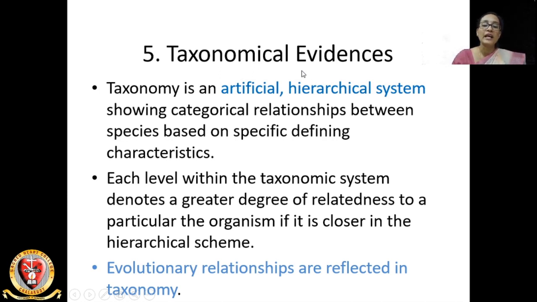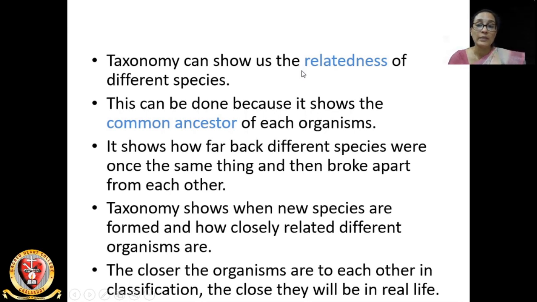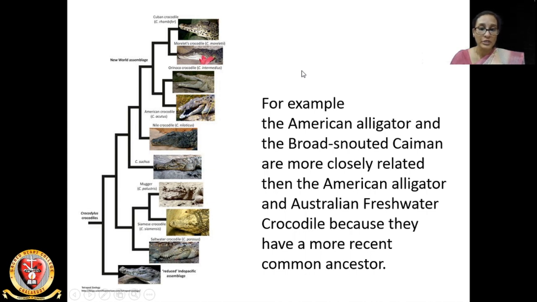Now, evolutionary relationships are reflected in taxonomy. Taxonomy also helps us to understand how closely different species are related. This can be done because it shows the common ancestor of each organism. It also shows how far back these different species were one and the same. Taxonomy shows when new species were formed, or how closely related the different organisms are. The closer the organisms are to each other in classification, the closer they will be in real life. I've given you an example to show that taxonomy can show you how related different organisms are. For example, the American alligator and the broad-snouted caiman are more closely related than the American alligator and the Australian freshwater crocodile because they have a more recent common ancestor.